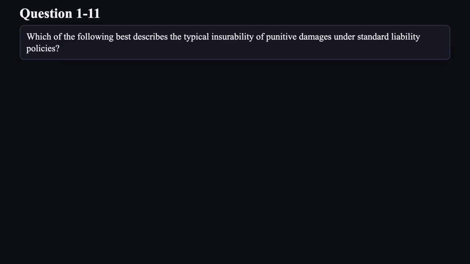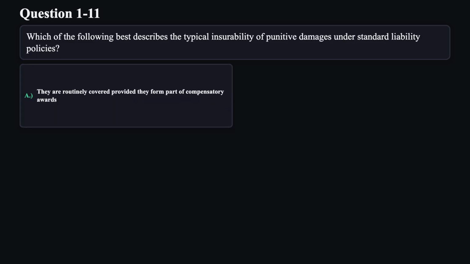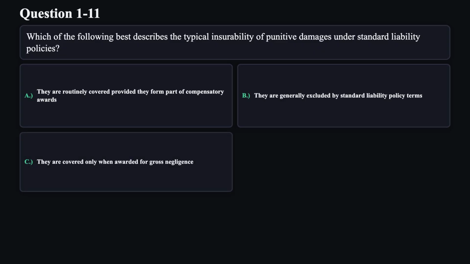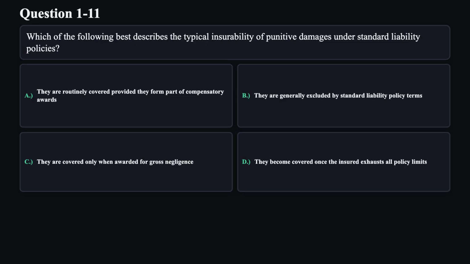Question 11. Which of the following best describes the typical insurability of punitive damages under standard liability policies? A. They are routinely covered provided they form part of compensatory awards. B. They are generally excluded by standard liability policy terms. C. They are covered only when awarded for gross negligence. D. They become covered once the insured exhausts all policy limits.